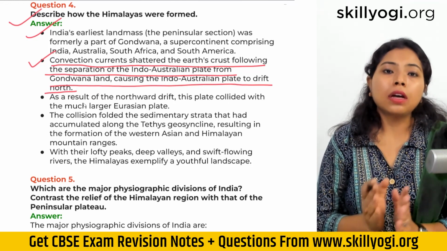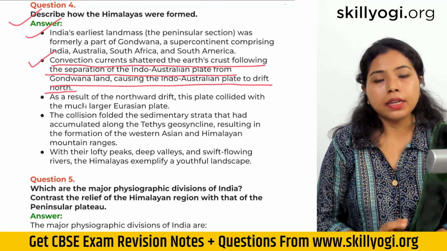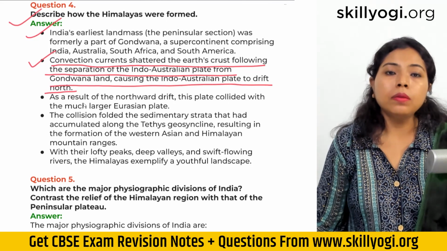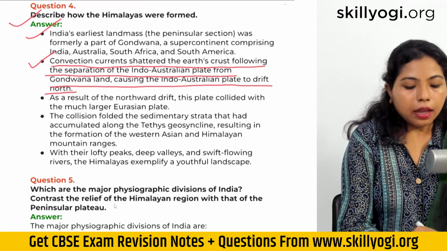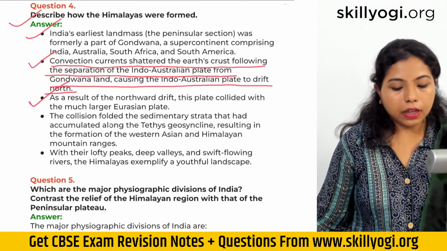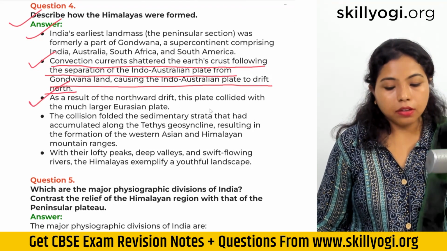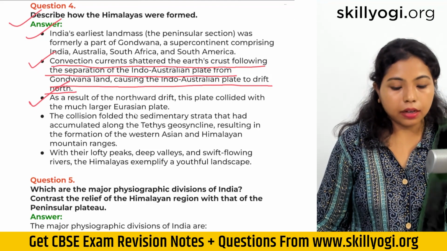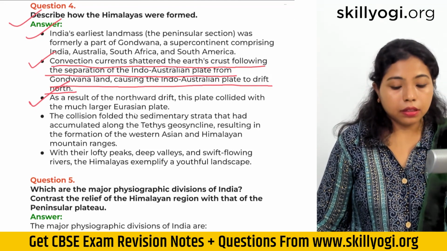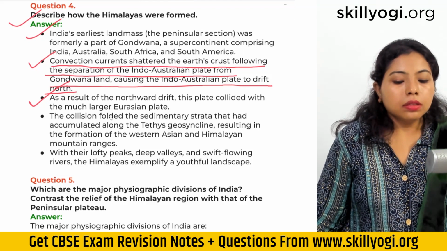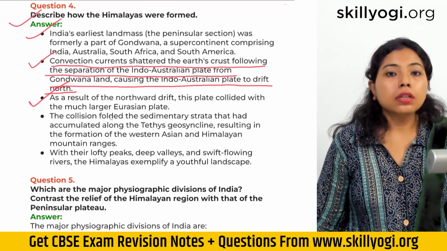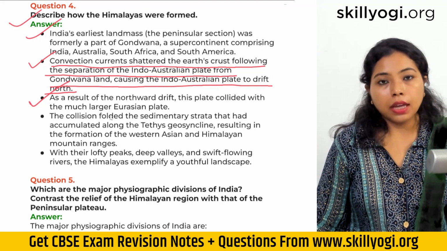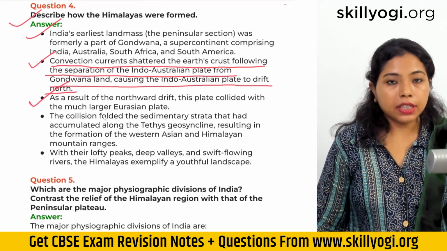After that, the Australian plate and the Indian plate separated, and they formed the Indian subcontinent and Australia separately. As a result of the northward drift, this plate collided with the much larger Eurasian plate. So, when the plates drifted to the north, they collided with the Eurasian plate.